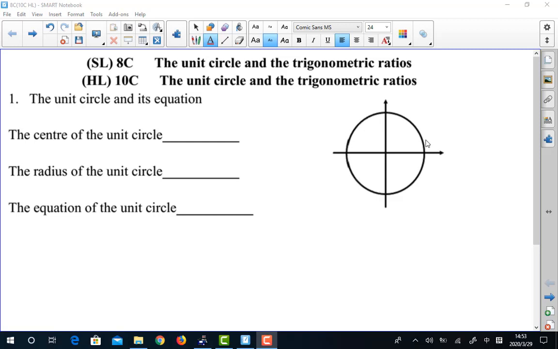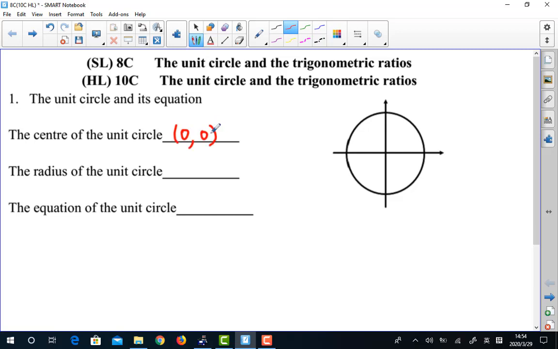Here is a circle. We place the center of the circle on the origin of the coordinate system. The center of this circle is (0, 0). What is the radius of the unit circle? The radius is always 1. If the radius is not equal to 1, it's not called a unit circle. So a unit circle always has a radius equal to 1.